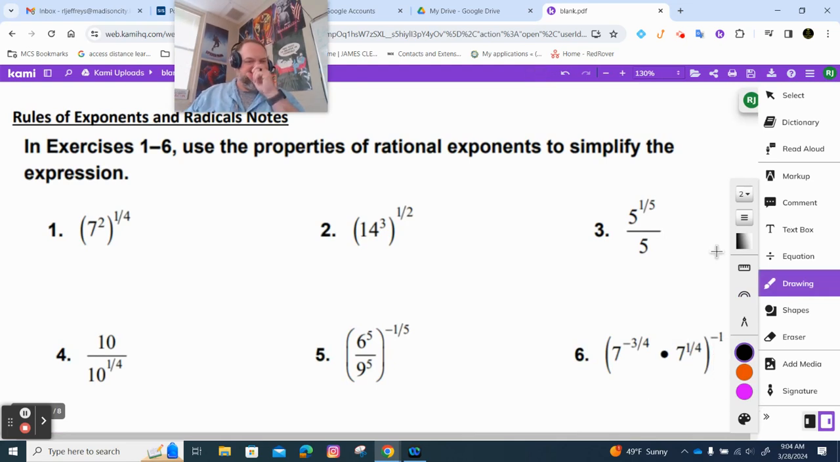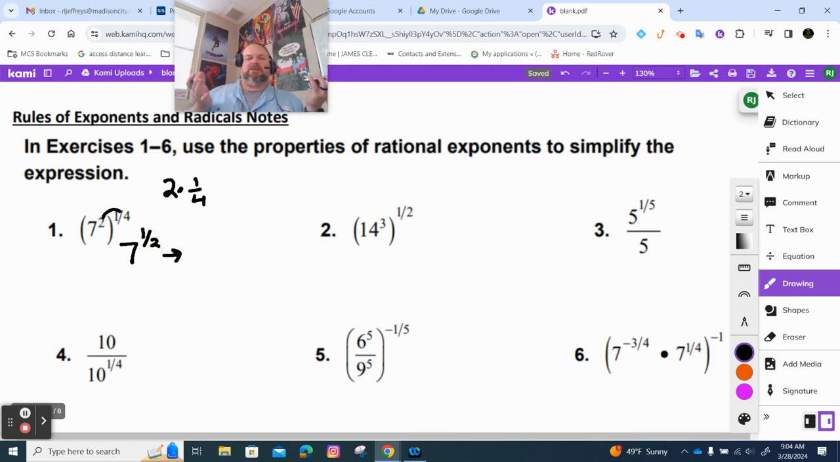So let's start right here. This is a power to a power. So we have to say 2 times 1/4. Okay. So what is 2 times 1/4? Yep. So this becomes 7 to the 1/2. Okay.